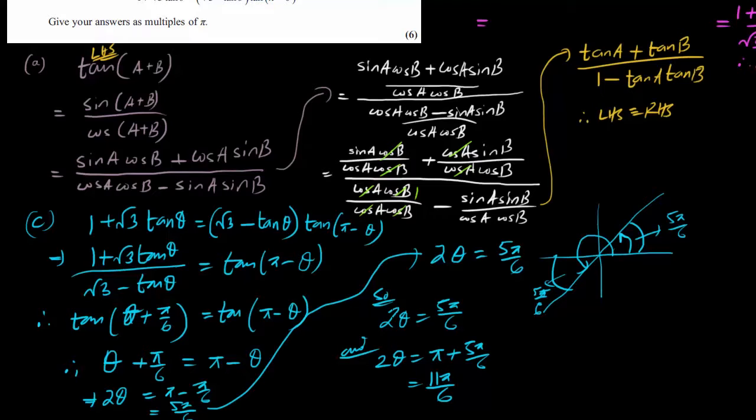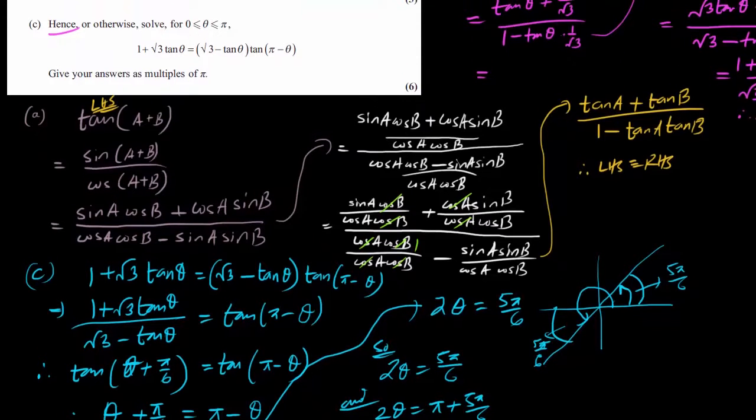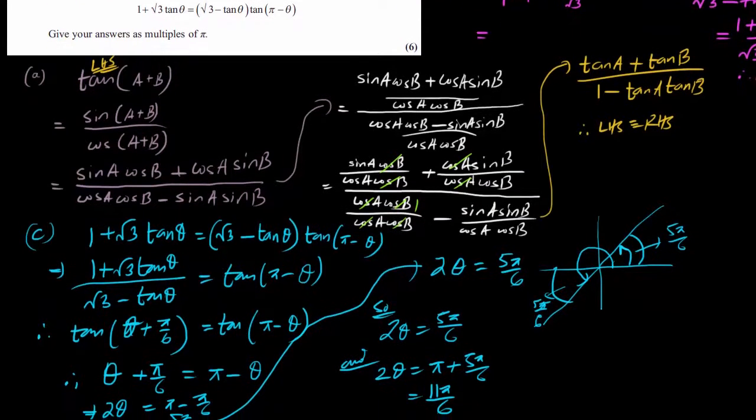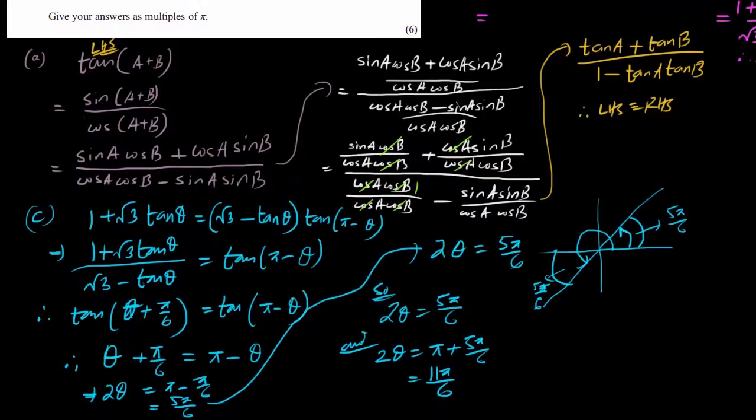So for a range of 0 to 360 degree, that is 0 to 2 pi, there is supposed to be 4 values because of multiple angles. But since our range is given as 0 to pi, meaning half of that range, 0 to 180 degree, so instead of 4 values, we're supposed to get 2 values. So these 2 should do. So the final part would be finding the value of theta. If 2 theta is 5 pi by 6, theta would be 5 pi by 12 and 11 pi by 12.